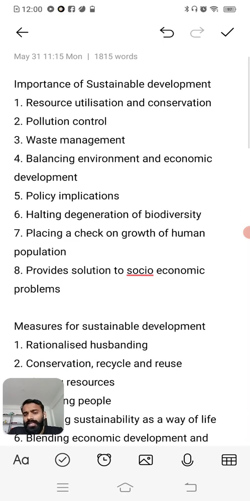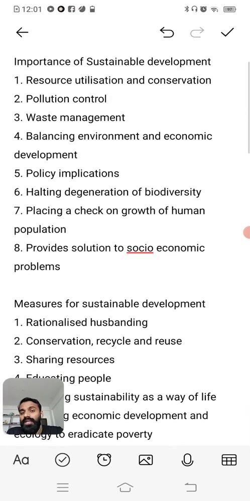Next is policy implication. That means when the national leaders make their policies, the macroeconomic policies, this sustainable development plays a very vital role. Based on that, they can make the policies. Next is halting degeneration of biodiversity. That means the biodiversity, the specific species, some of the species are getting extinct. That means it is getting finished, completed. So in order to protect those biodiversities, sustainable development is very important.